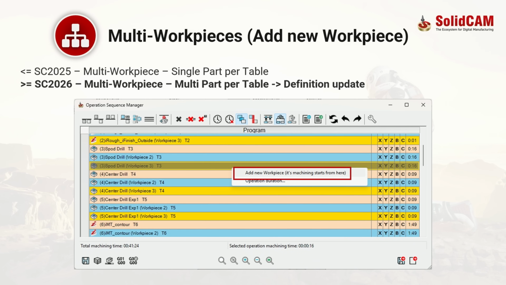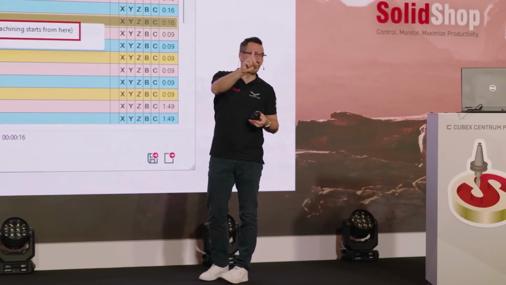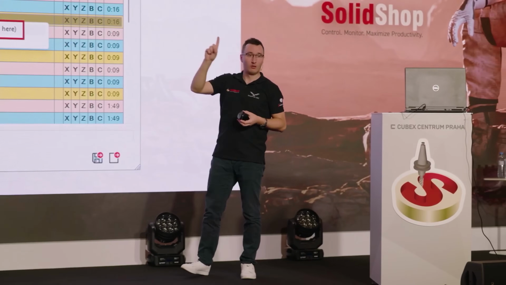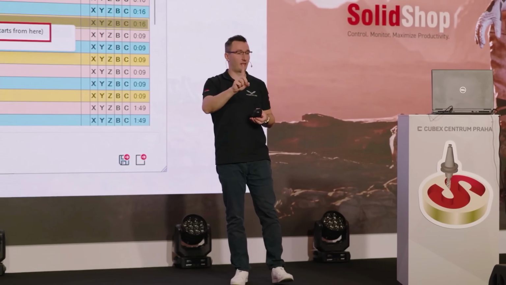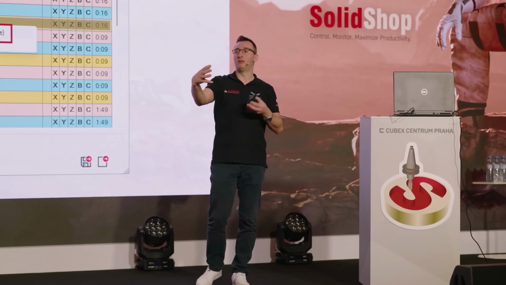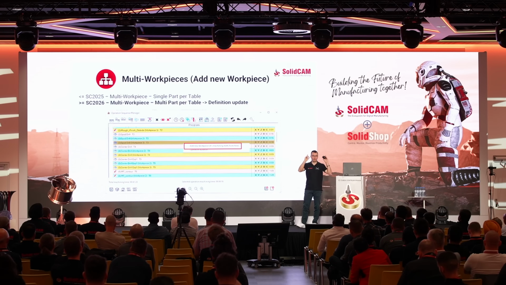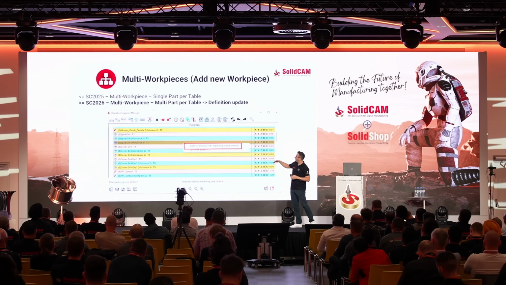So we developed in 2026 that, as you can see, in 2025 we had only one workpiece per one table. So that's the classic scenario that you know. Main spindle, part transfer, sub spindle, both have only one part. So now the delta we did is that you can have multiple workpieces on the table.